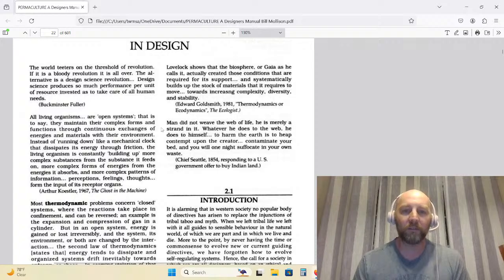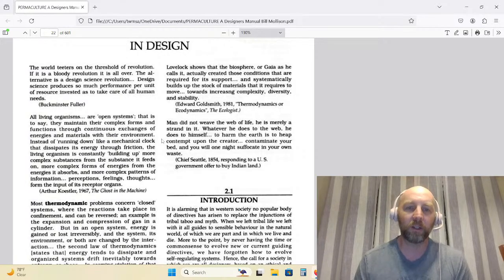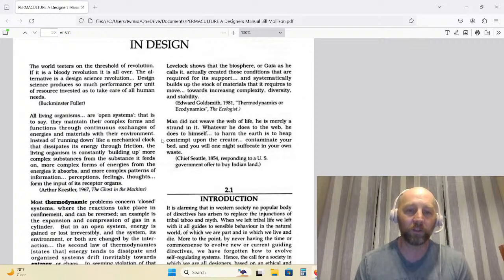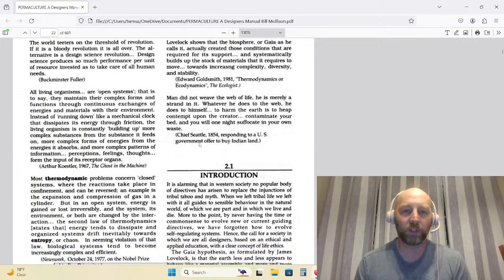Man did not weave the web of life. He is merely a strand in it. Whatever he does to the web, he does to himself. To harm the earth is to heap contempt upon the Creator. Contaminate your bed, and you will one night suffocate in your own waste. That's a nice little quote there from Chief Seattle, 1854, responding to a U.S. government offer to buy Indian land. Wow.